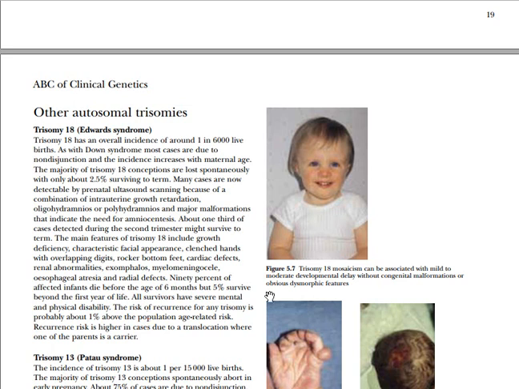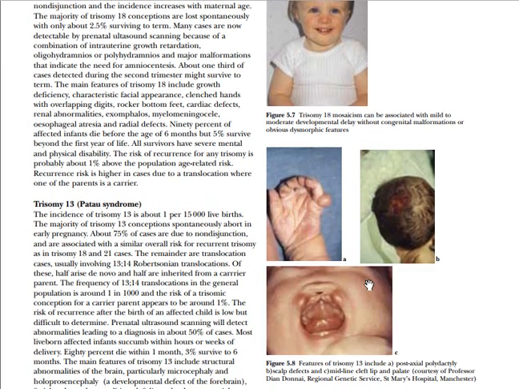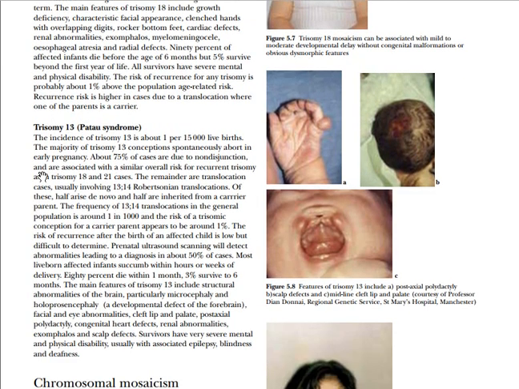Is it clear? So these are certain features of a patient with trisomy 21, and a trisomy 18 mosaicism, meaning that certain cells are normal, certain cells have trisomy 18. So it is associated with mild to moderate developmental and congenital malformation. Now the next one is trisomy 13, which is also called Patau syndrome. The incidence of trisomy 13 is 1 per 15,000 live births.